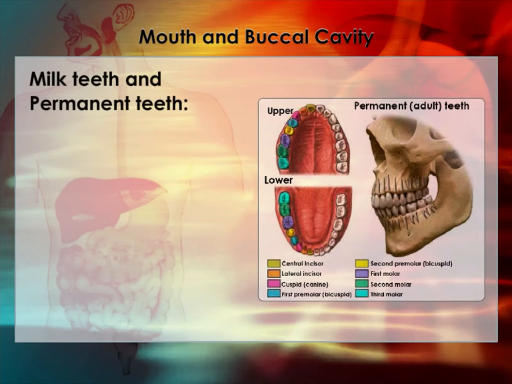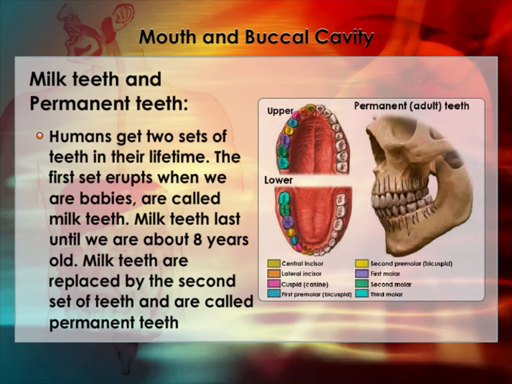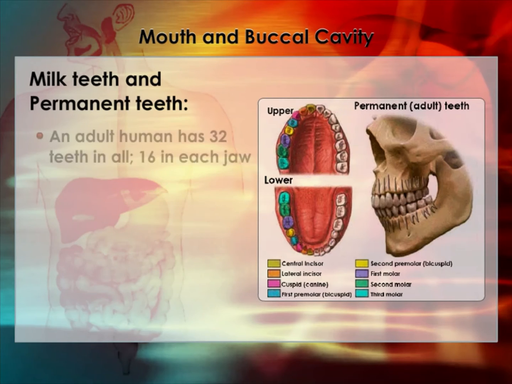Milk teeth and permanent teeth. Humans get 2 sets of teeth in their lifetime. The first set erupts when we are babies and is called the milk teeth. Milk teeth last until we are about 8 years old. Milk teeth are replaced by the second set of teeth, called permanent teeth. An adult human has 32 teeth in all, 16 in each jaw.